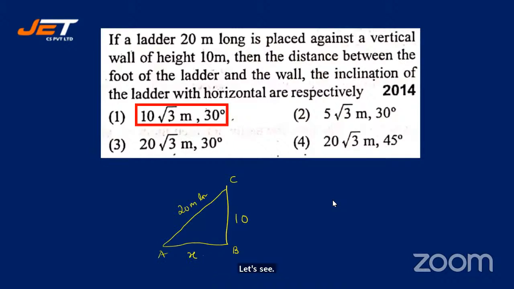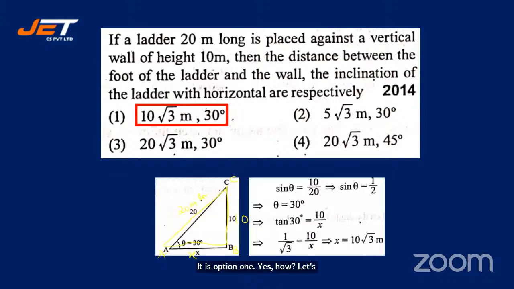It is option 1. Yes. How? Let's see the answer for this. Here, the base is x and the height is 20. So using this formula, you can put only sine theta. That is the opposite by hypotenuse. That is 10 by 20.